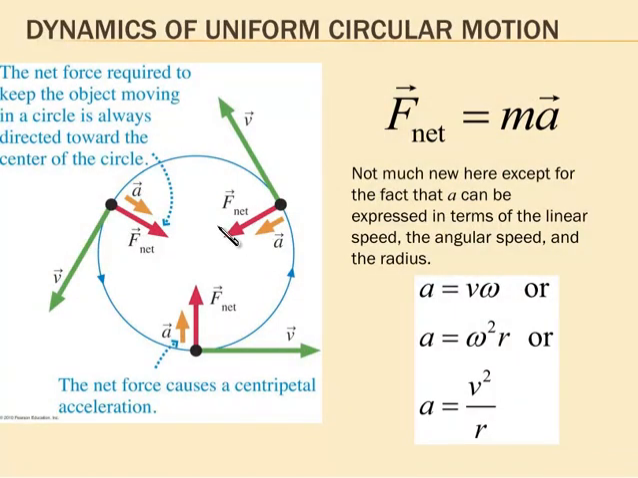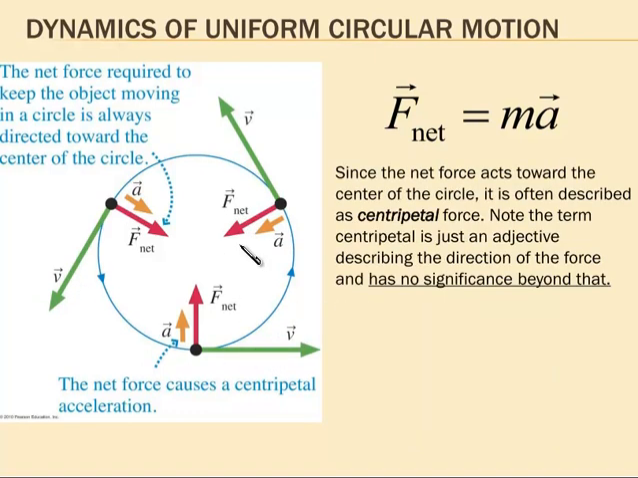In this diagram we see the net force depicted. So note the net force is always in the direction of the acceleration. And so in this case, since the acceleration is centripetal, the net force is also centripetal. Both the net force and the acceleration are at right angles to the velocity at every point in time.